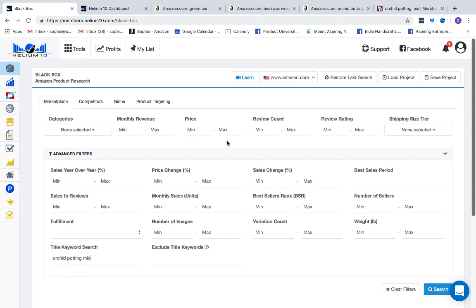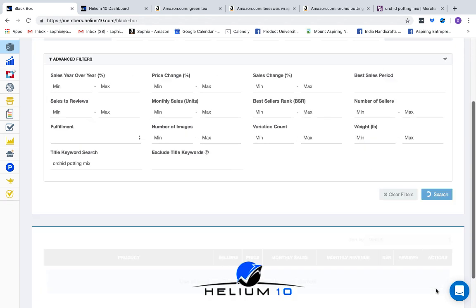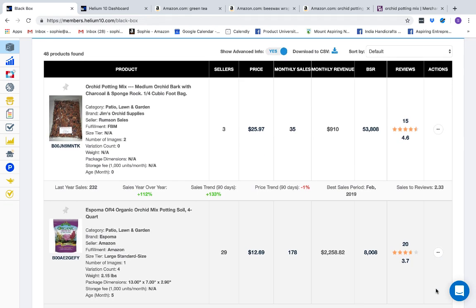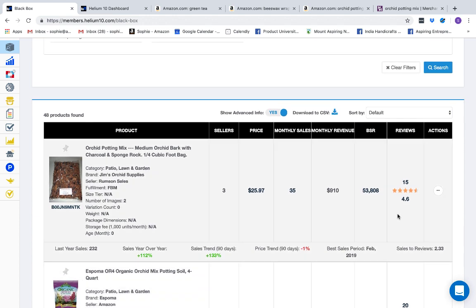So I'll pop that in. I'll leave all these filters open. I'll leave which category it's in open, all of that stuff. And I want to see who's making money. So this is going really fast today. Sometimes these tools can take a while because they're going into Amazon, scraping up loads of data, and then presenting it for us to look at.